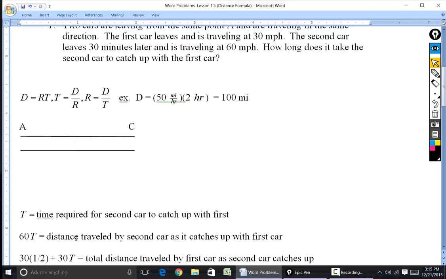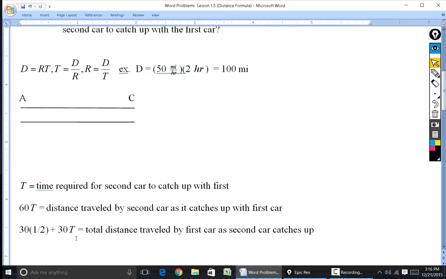I'm going to let t, or time, equal the time required for the second car to catch up with the first. Okay, so obviously the first car takes off and it's gone for half an hour, and then the second car takes off. So t is going to represent the time it takes for it to catch up. Okay, so 60t, that's using the formula distance is rate times the time.